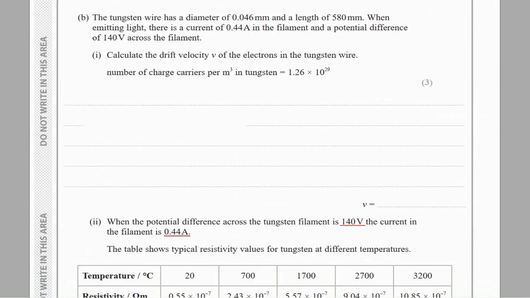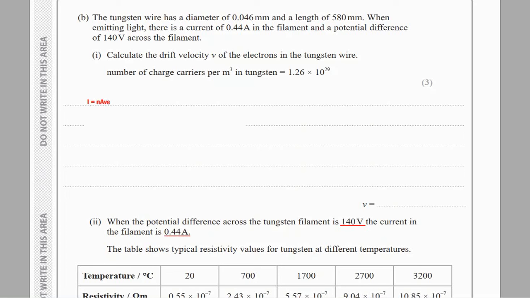B. The tungsten wire has a diameter and a length, the values are given. When emitting light, there is a current of 0.44 ampere in the filament and a potential difference of 140 volt across the filament. Calculate the drift velocity v of the electrons in the tungsten wire. Number of charge carriers per meter cube, this is basically the charge carrier density, is also given. Whenever you come across charge carrier density, there is only one equation, that is the transport equation, I equals nAve. Just recall this, I equals nAve.